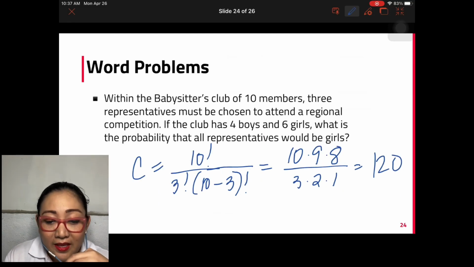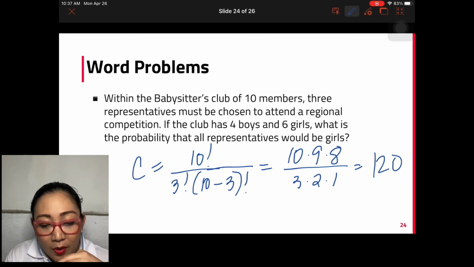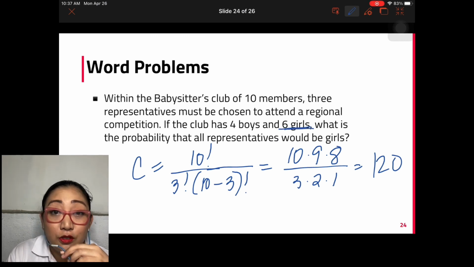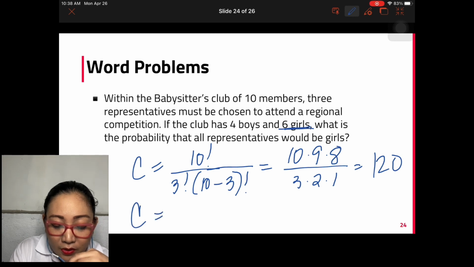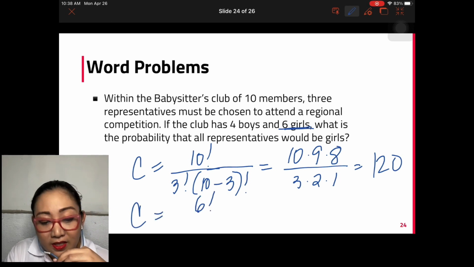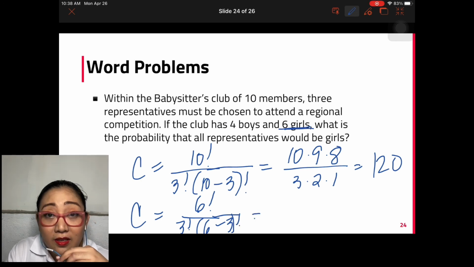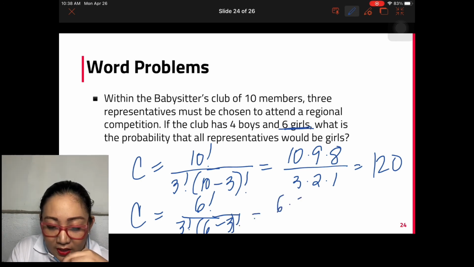Okay? And then, we're going to look at yung event wherein the probability of that all representatives would be girls. So, dito lang tayo sa girls kukuha. So, ibig sabihin, it's going to be the combination of, ang kukuhanan mo lang ay yung 6, and then we have taken 3 at a time. So, that's 6 minus 3 factorial. Okay? So, this is going to be 6 times 5 times 4 divided by 3 times 2 times 1.